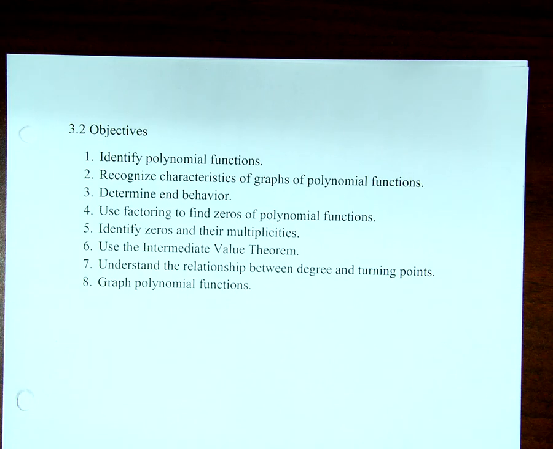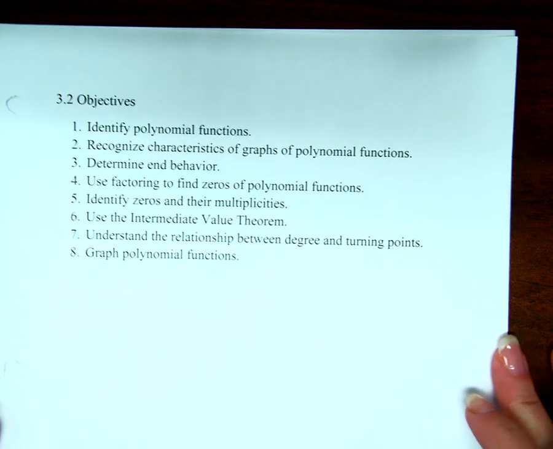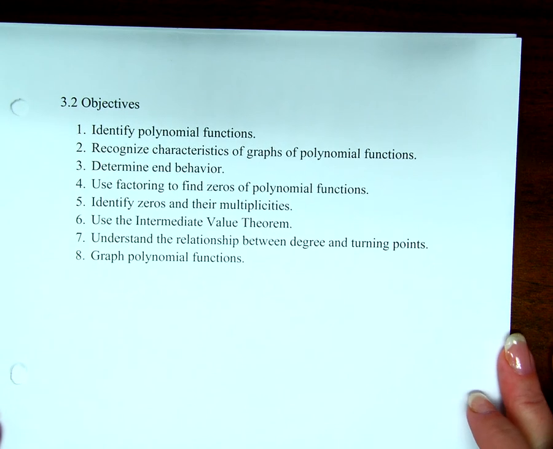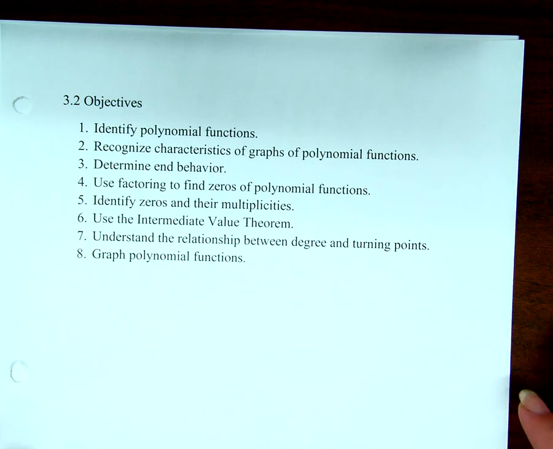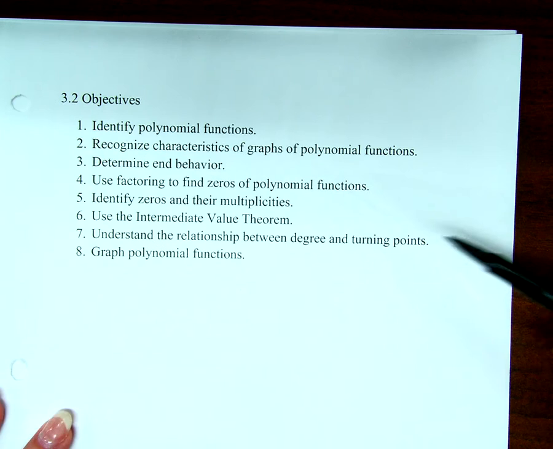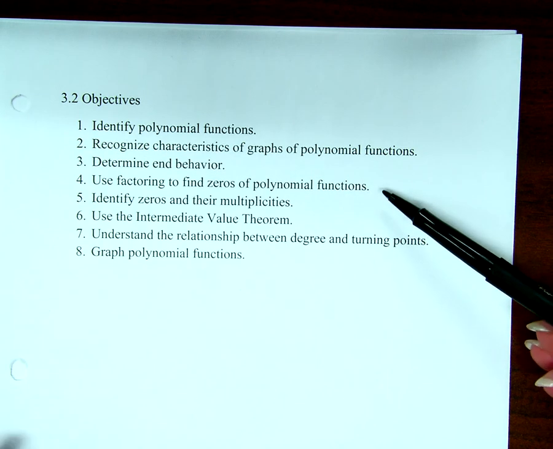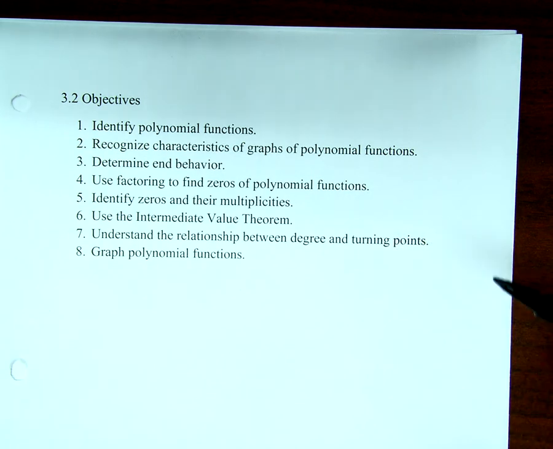Here are your objectives for 3.2. Number 1, identify polynomial functions. Number 2, recognize characteristics of graphs of polynomial functions. Number 3, determine end behavior. Number 4, use factoring to find zeros of polynomial functions. Number 5, identify zeros and their multiplicities.